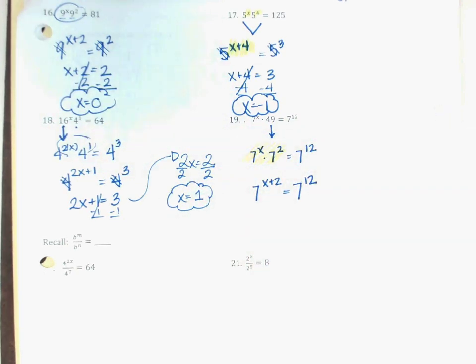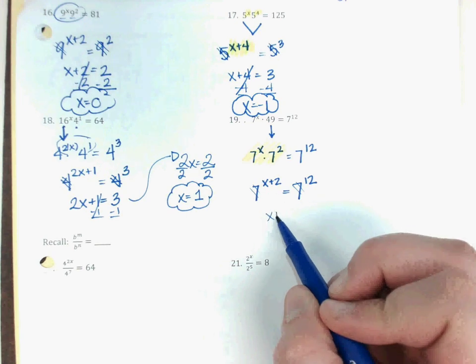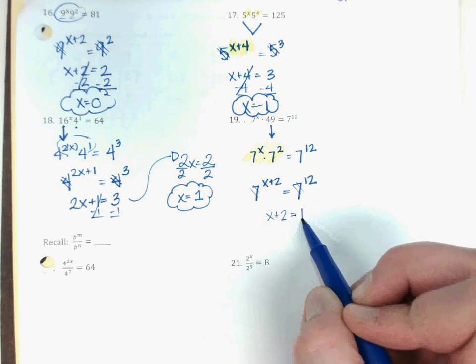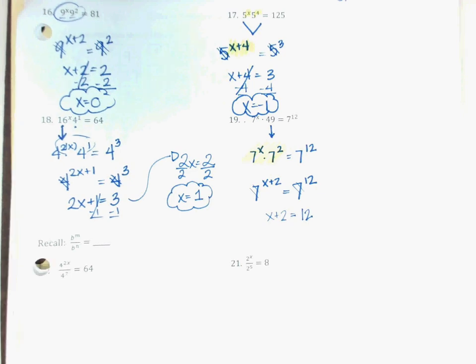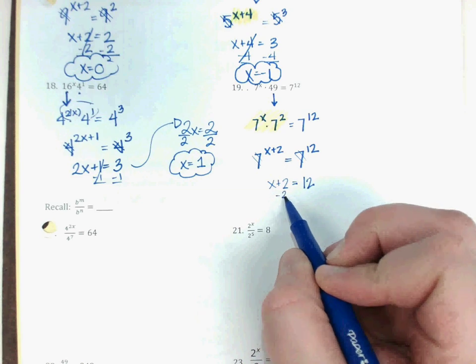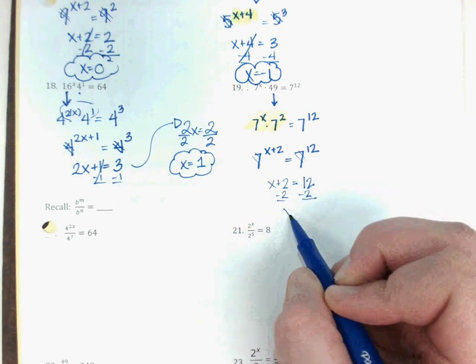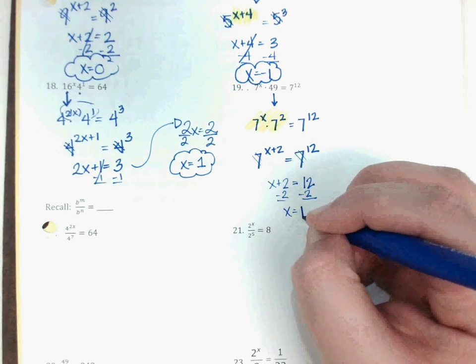And then from there, you would take your 7s, cancel them out. So what would be left over? X plus 2 equals 12. And I guess we might as well finish it. How do you get rid of the plus 2? Subtract it across. So minus 2 here, minus 2 here. 12 minus 2, what do you get? 10.